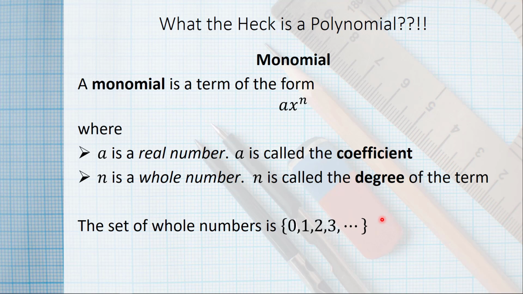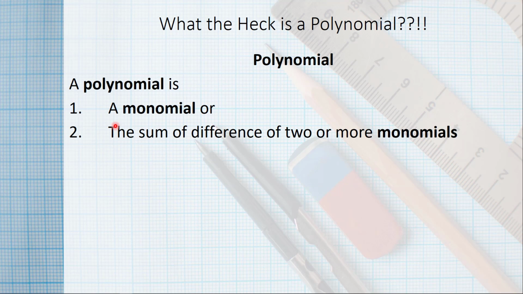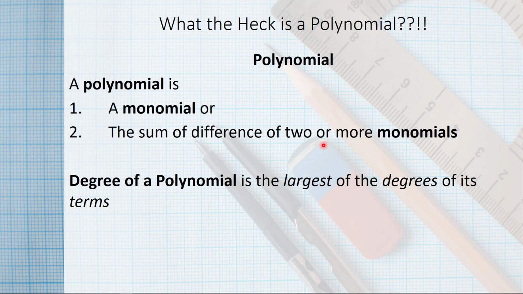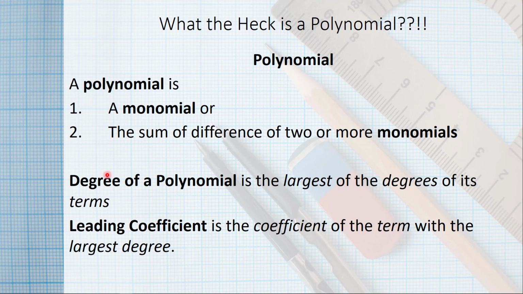So now that we understand what a monomial is, we can discuss what a polynomial is. And it is either a monomial, so monomials are polynomials, or it is the sum or difference of two or more monomials. And there are two other terms we need to discuss. The first one is, what is the degree of a polynomial? Well, the degree of the polynomial is the largest of the degrees of its terms. So you take all of your monomials that comprise your polynomial, find the one with the largest power, that's your degree. And then the leading coefficient is the coefficient associated with that term, i.e. the term of the largest degree.